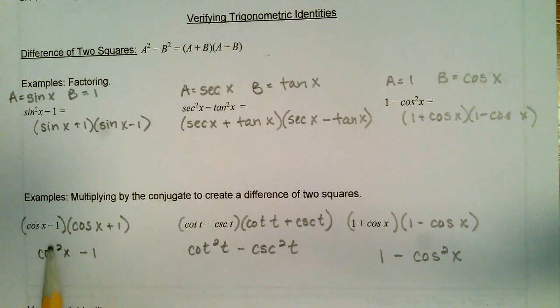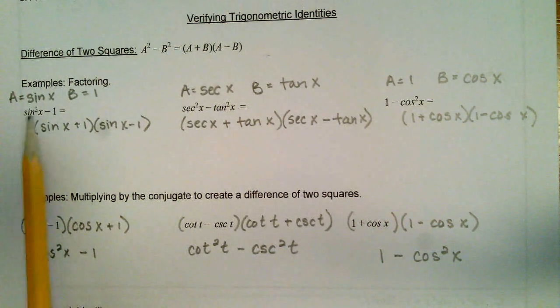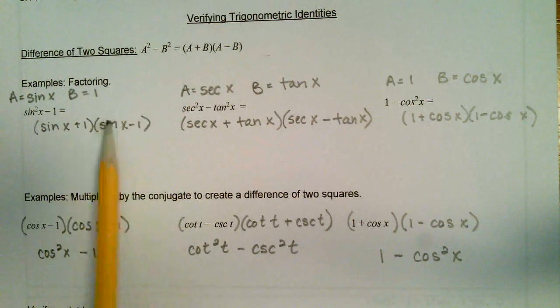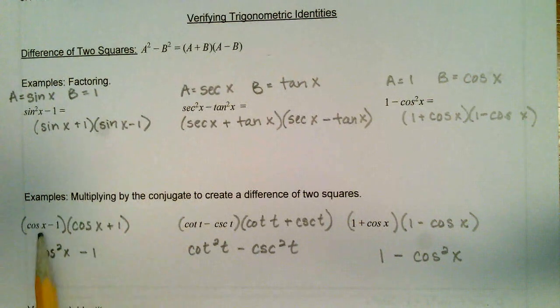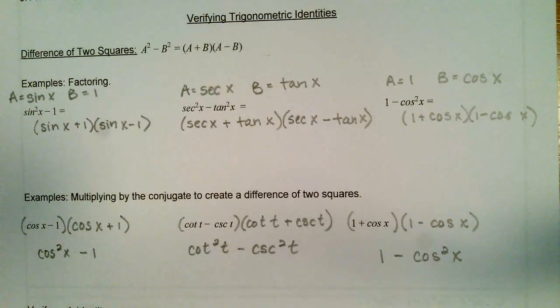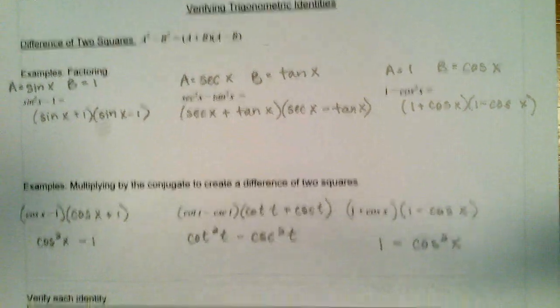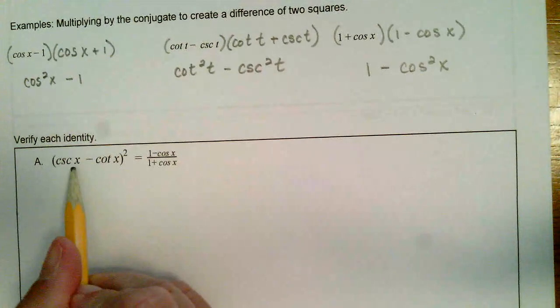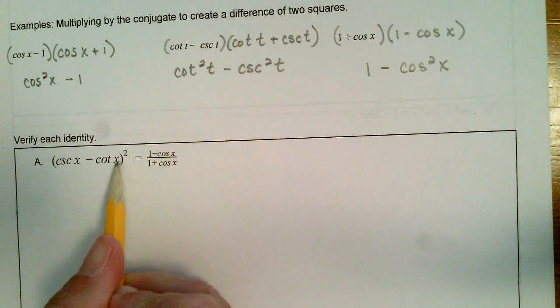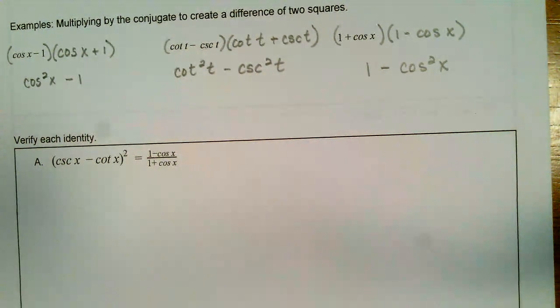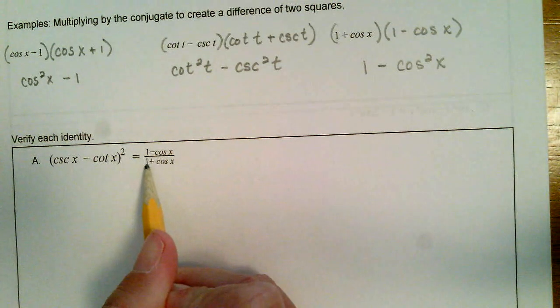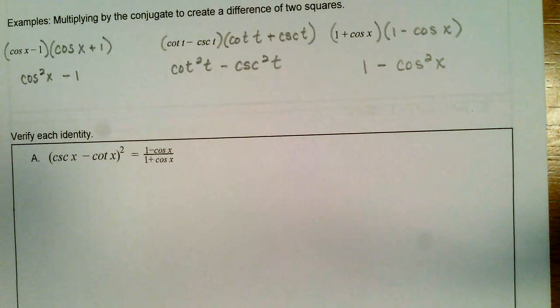Okay, and so it'll be important that we can both go from the difference of two squares this way to the two factors, and also go from the factors to the difference of two squares. Okay, let's look at our first identity. We have the cosecant of x minus the cotangent of x, and the whole quantity is squared, equals 1 minus the cosine x over 1 plus cosine of x.